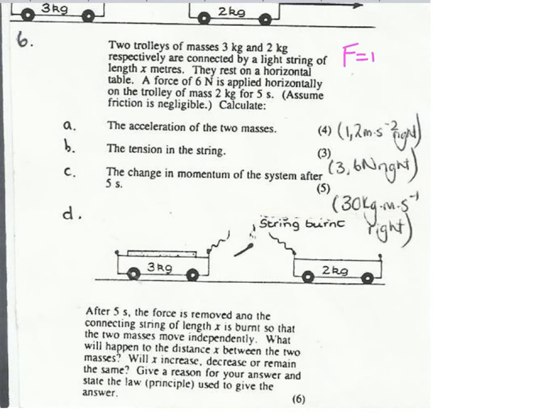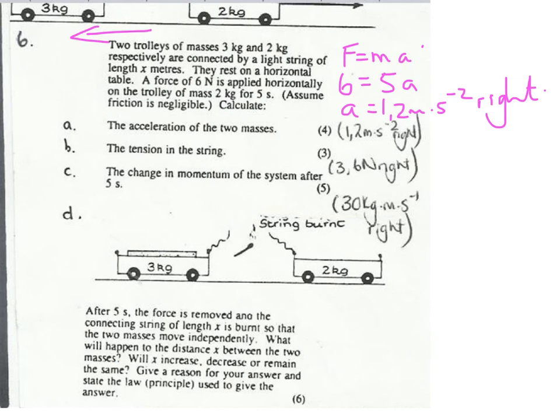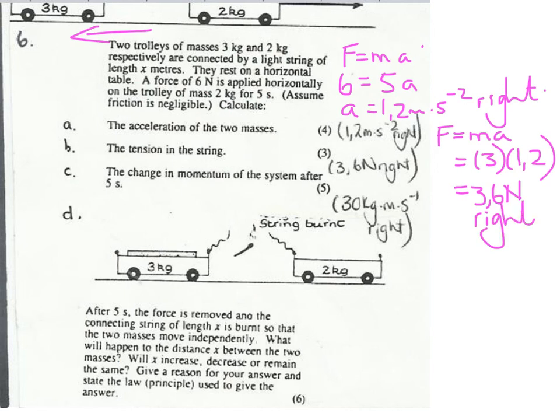F is equal to ma, and therefore 6 is equal to their combined mass of 5 times acceleration, which turns out to be 1,2 meters per second squared to the right. What is the tension in the string? Remember that the 3 kilogram will be pulling backwards on that string, so we can just say that F is equal to ma. The 3 kilogram is accelerating at 1,2, and therefore the tension in the string must be equal to 3,6 newtons to the right.